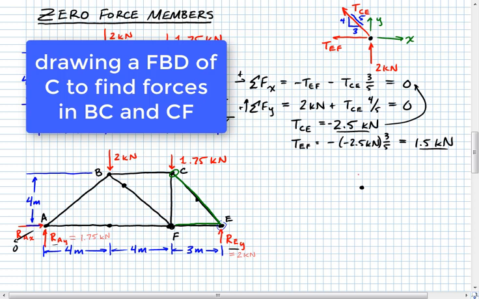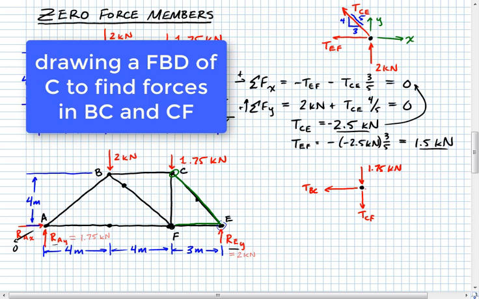We'll look at all the forces that act at C. First of all, we have that 1.75 kilonewton force that acts downward on C, so we already know that one. We're going to assume a tension force for member BC, so TBC. Then we'll assume a tension for CF as well, since we haven't drawn that one in yet. So that's TCF.